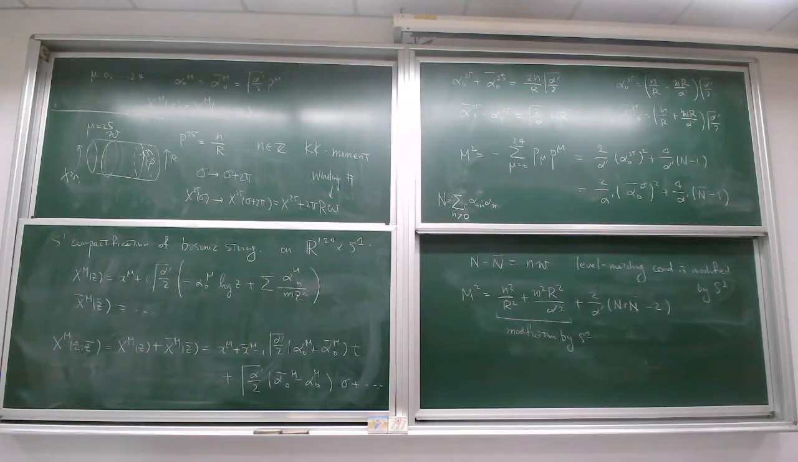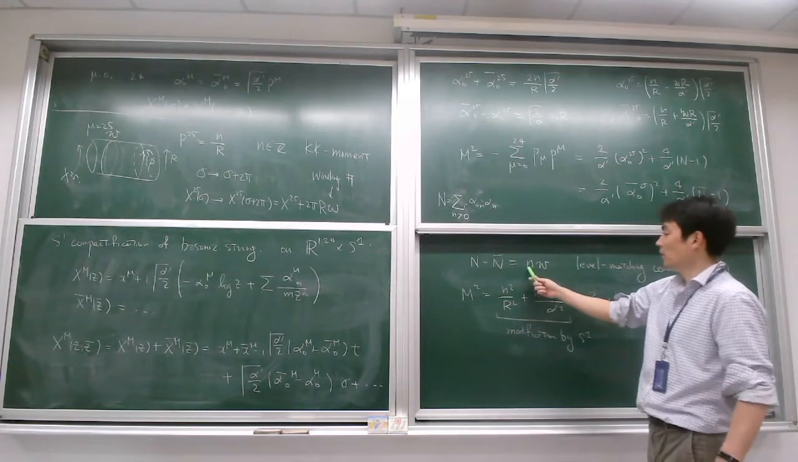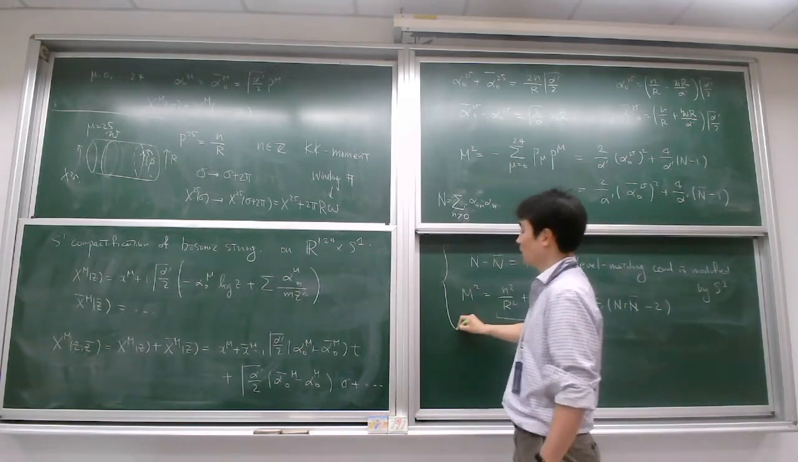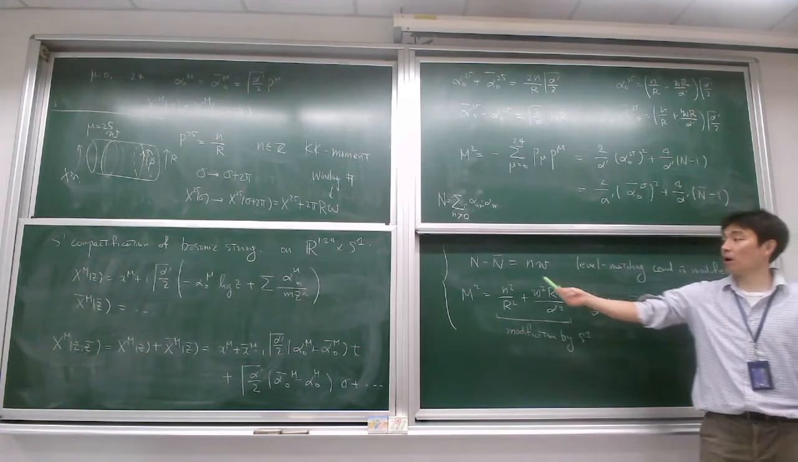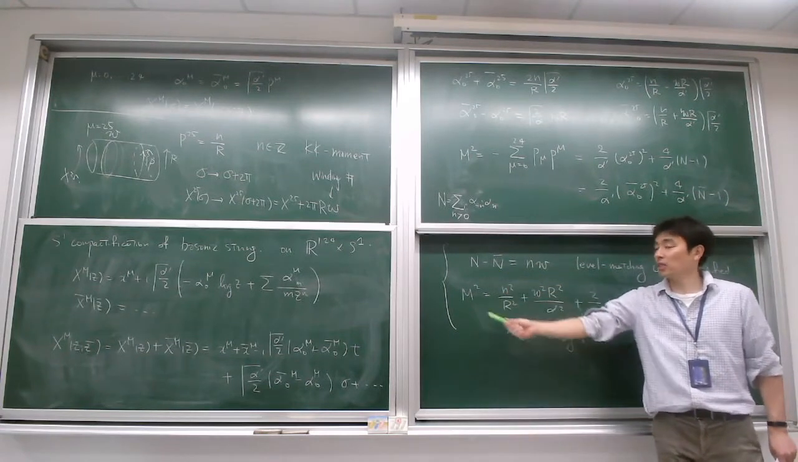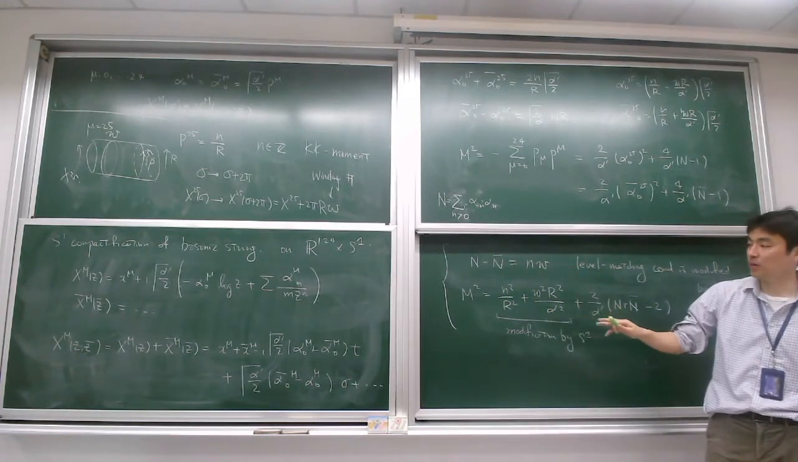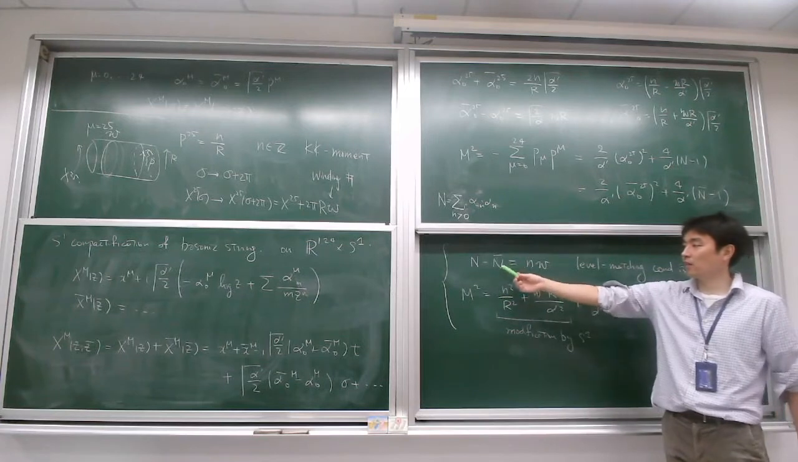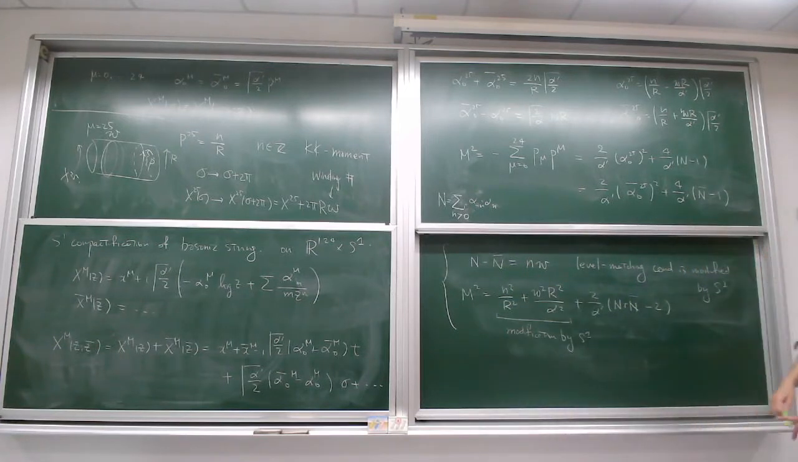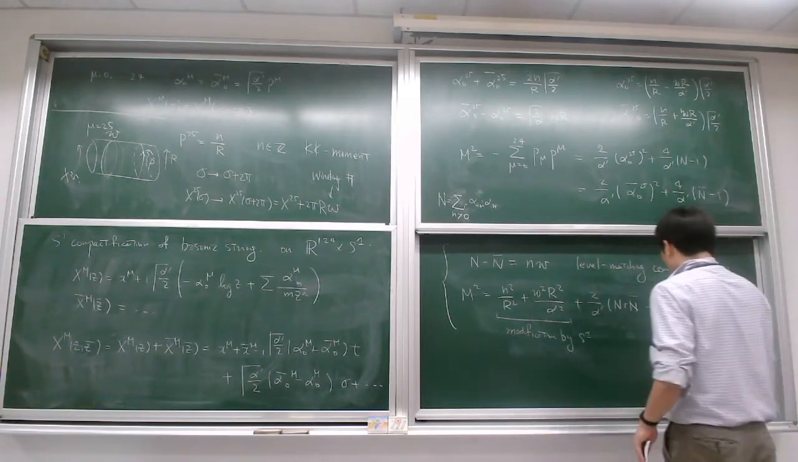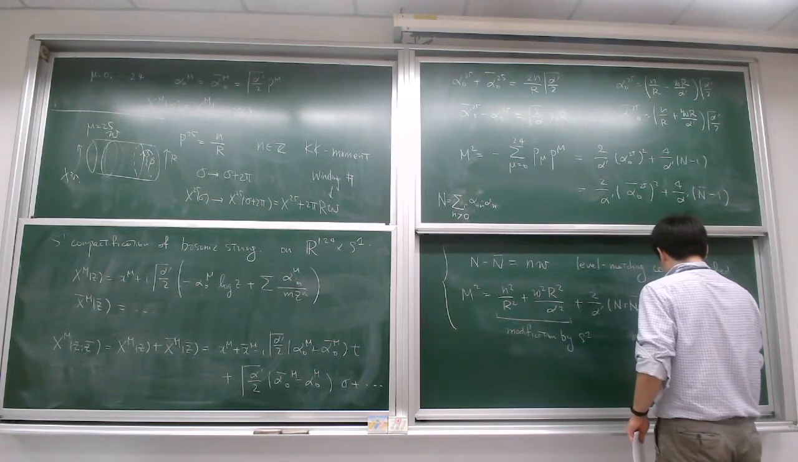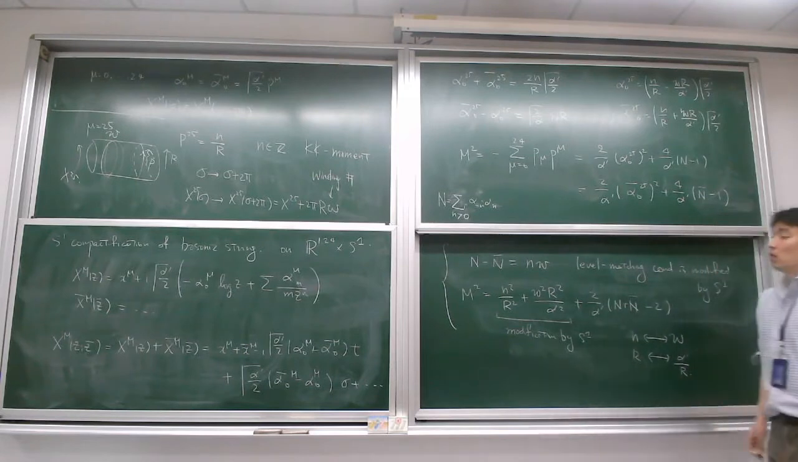And as you can easily see from here, this is very suggestive. So n and w: if you look at this level matching condition for n and n-bar, and also the mass, n and w play a very similar role. If you swap n and w in a nice way, this condition and this condition are invariant. The way you do that, if n and w are exchanged, r is exchanged by alpha prime over r.